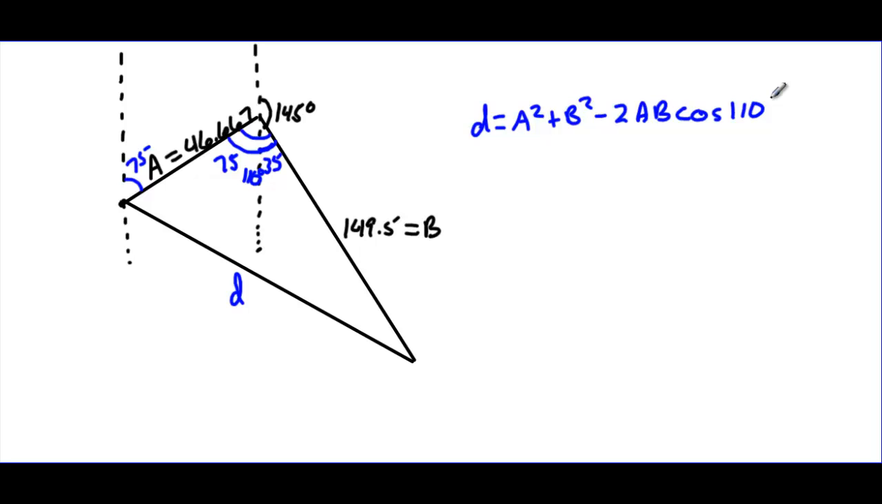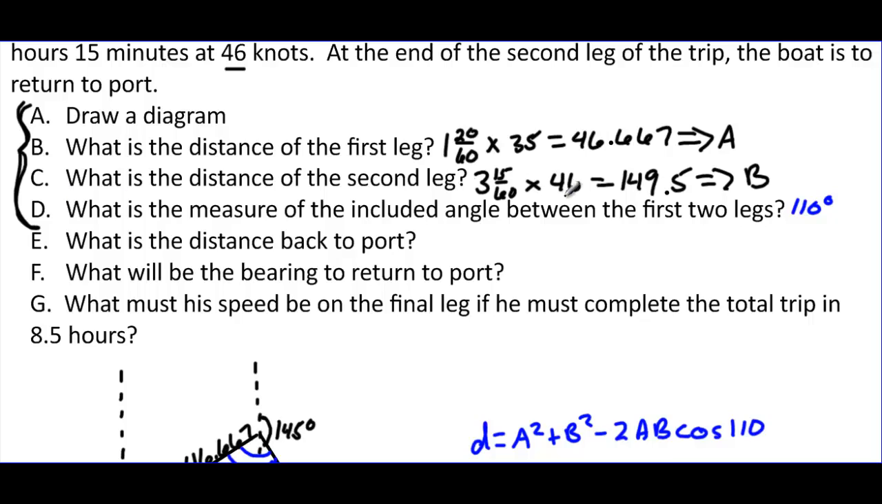So I'll do that on the calculator. So we have a squared plus b squared minus 2 times a times b times the cosine of 110. That's 29,300 and some change, so I'll have to take the square root of that. The square root of the answer is, and what I get is 171.173. And that's miles. And I'll store that into, let's say, C.